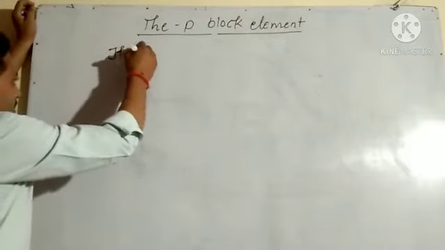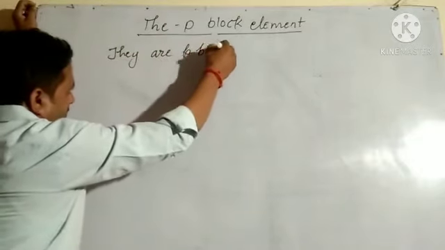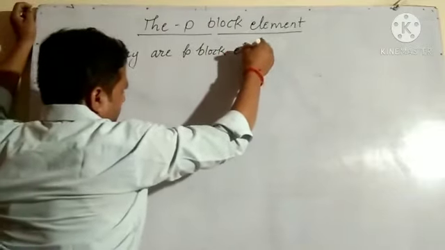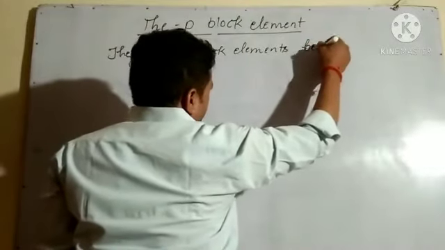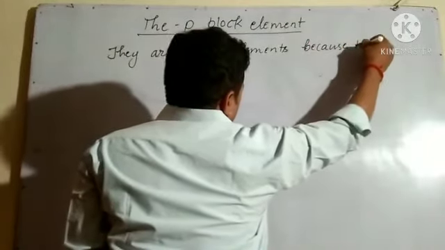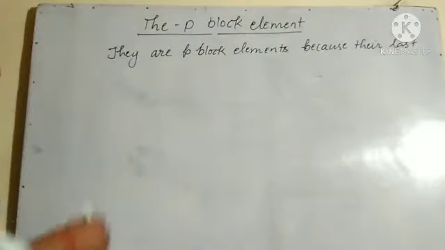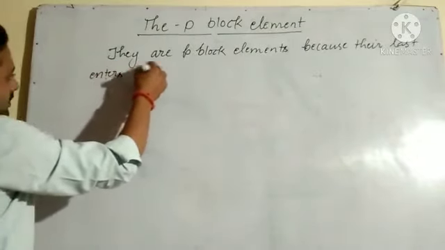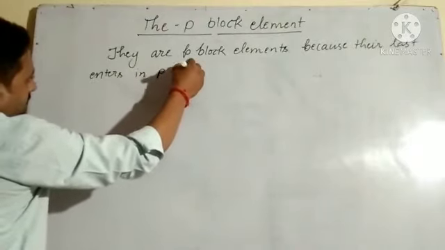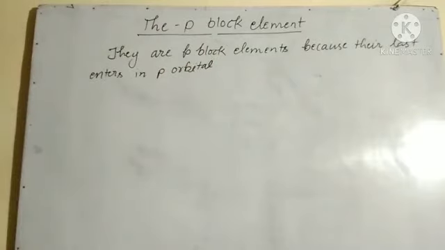They are called P block elements because their last electron enters in p orbitals.